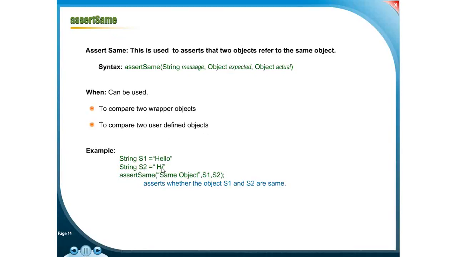String s1 equals hello, string s2 equals hi. And you say assert same, some message, comma, s1, comma, s2. This piece of code is going to check whether objects s1 and s2 are the same. Are they the same? No, they are not the same.